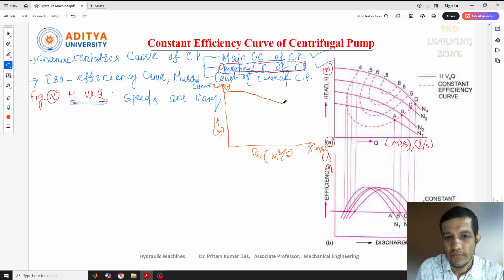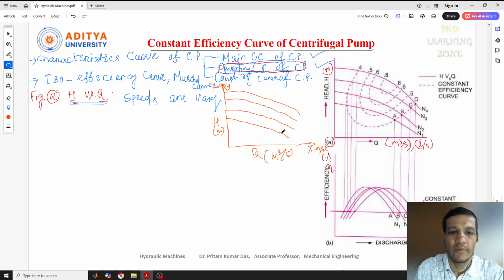Suppose this is the first curve for the speed N4, this is the second curve for the speed N3, this is the third curve for the speed N2, and this last curve is for the speed N1. Different speeds are taken here, 100 rpm, 200 rpm, 300 rpm, 400 rpm, and based on the different speeds we got different head values. This is our origin point, and from this origin the values start. Similarly, I'll take another diagram that indicates the correlation between efficiency and discharge.